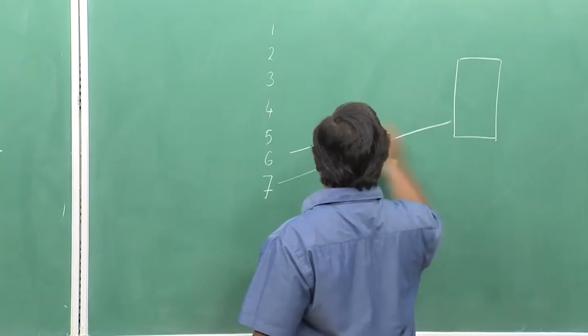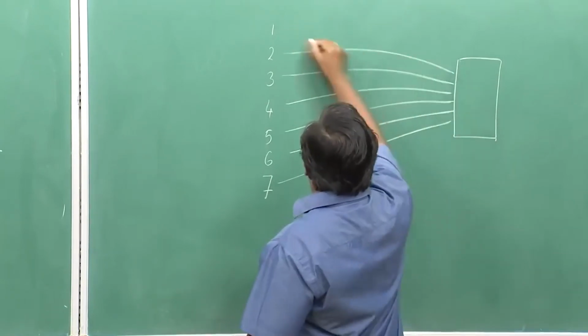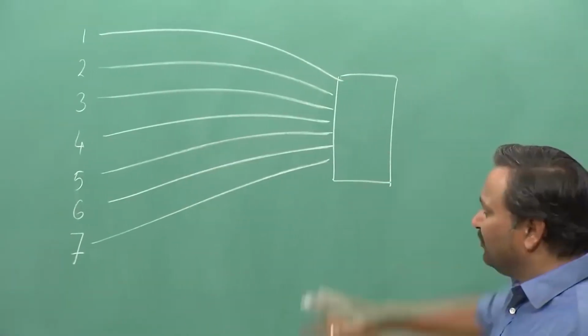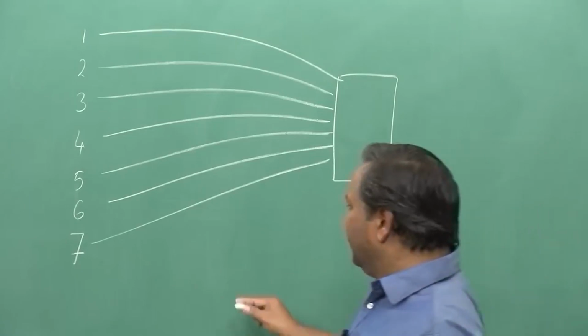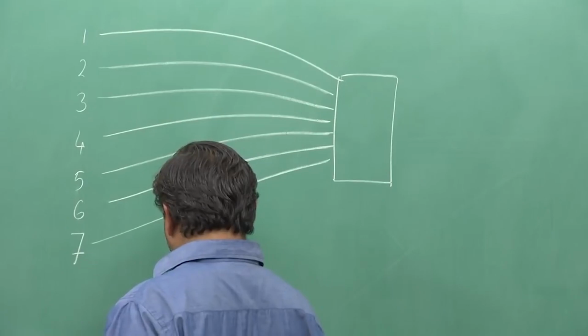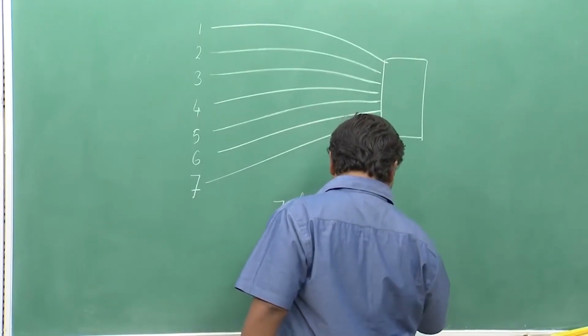And I connect them here. So how many links are required in this case? I will come to this box, what this box actually does. You require 7 links. So if there are n nodes or n users, you require n links.